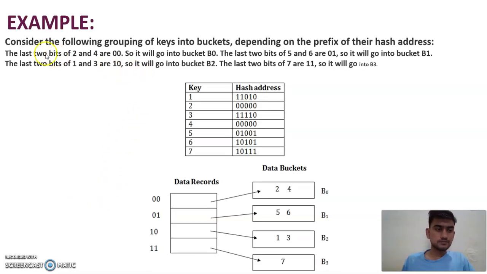Let us see an example. Considering the following group of keys in buckets, depending on the prefix, the last two bits of 2 and 4 are 00. This is key 2, this is the fourth key, so they will go into bucket B0. Okay, the last two bits of 5 and 6 are 01, so these will go into bucket B1. Next, the last two bits of 1 and 3 are 10, so they will go into bucket B2, and the last two bits of 7 and 11 are 11, so they will go into B3.